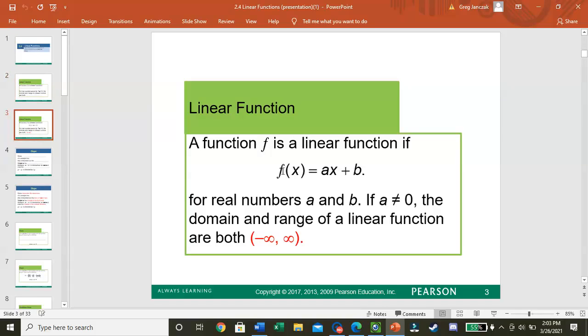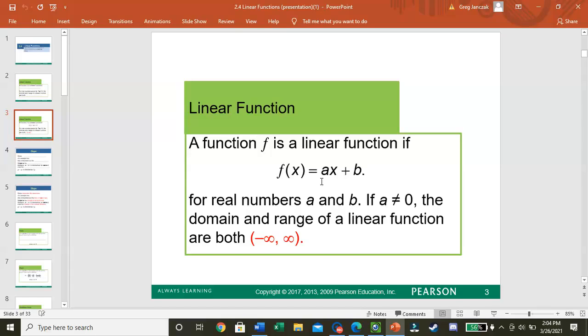On your sheet there, a linear function is in the form f of x equals ax plus b, where the main difference is the exponent for x: the power for x is x to the first power. That defines a linear function, where a does not equal 0, because if it did, then all you'd have is a constant.